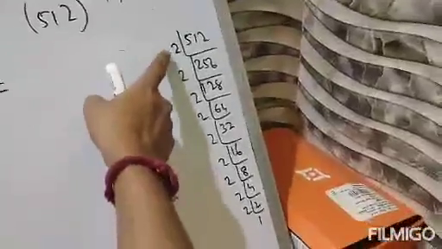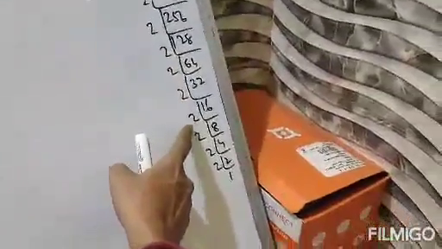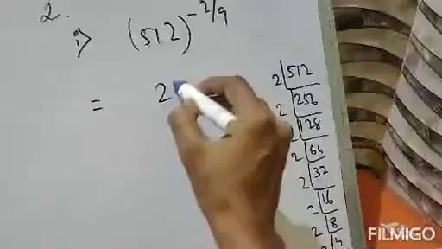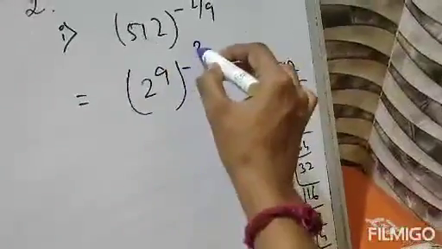So how many 2's are there? 1, 2, 3, 4, 5, 6, 7, 8, 9. All total 9 2's are there. That means it is 2 to the power 9, the whole to the power minus 2 by 9.